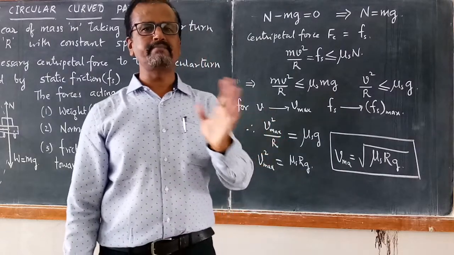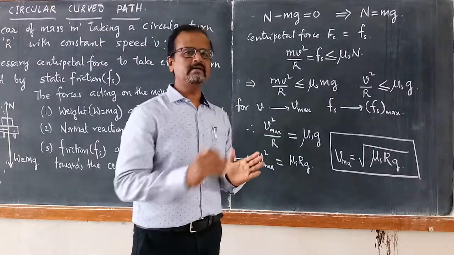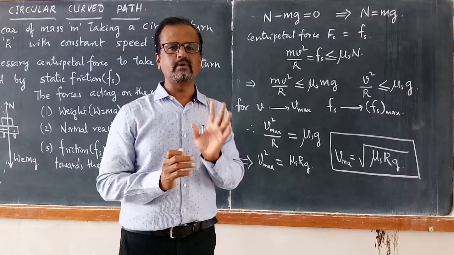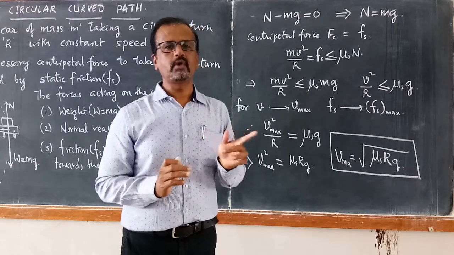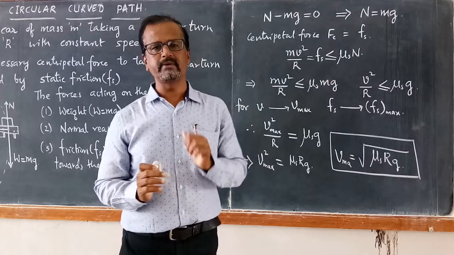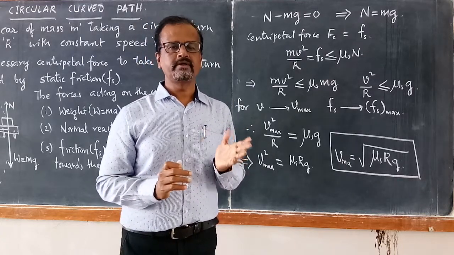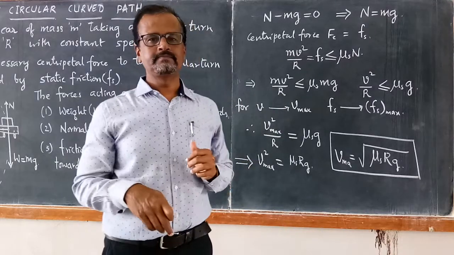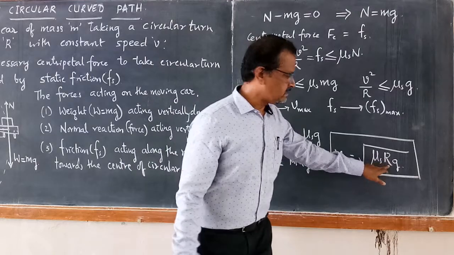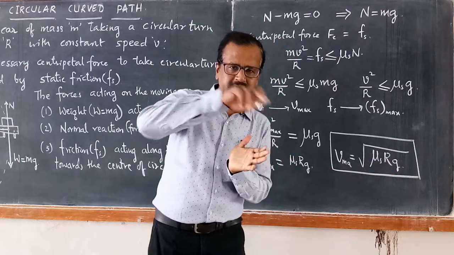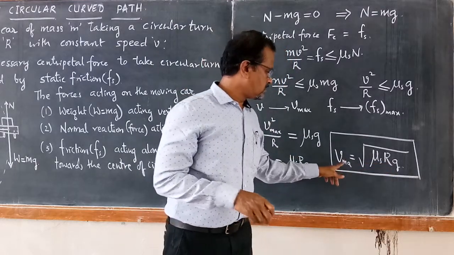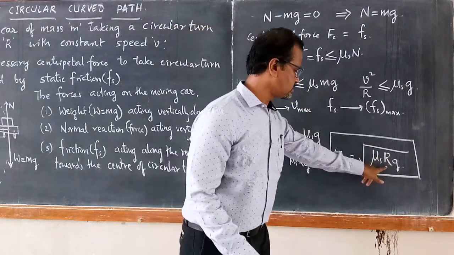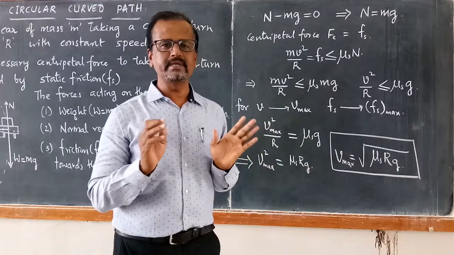You must have seen the signboard. Whenever the turns are there, to have a safe speed, there will be a signboard to take turn with 20 km per hour, 18 km per hour, or 10 km per hour, depending on the radius of curvature of that road. So, lesser the radius of curvature of the road, lesser is the maximum speed allowed. More the radius of curvature, more is the maximum speed allowed.